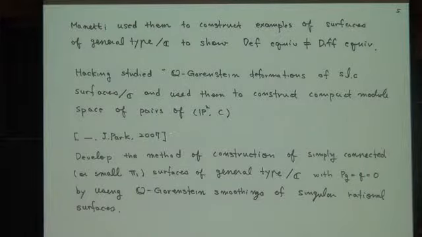And then in 2007, I worked with Jong-Il Bak, and we developed the method of construction of simply connected or small fundamental group surfaces of general type over C with pg equals 0 by using these Q-Gorenstein smoothings of singular rational surfaces.